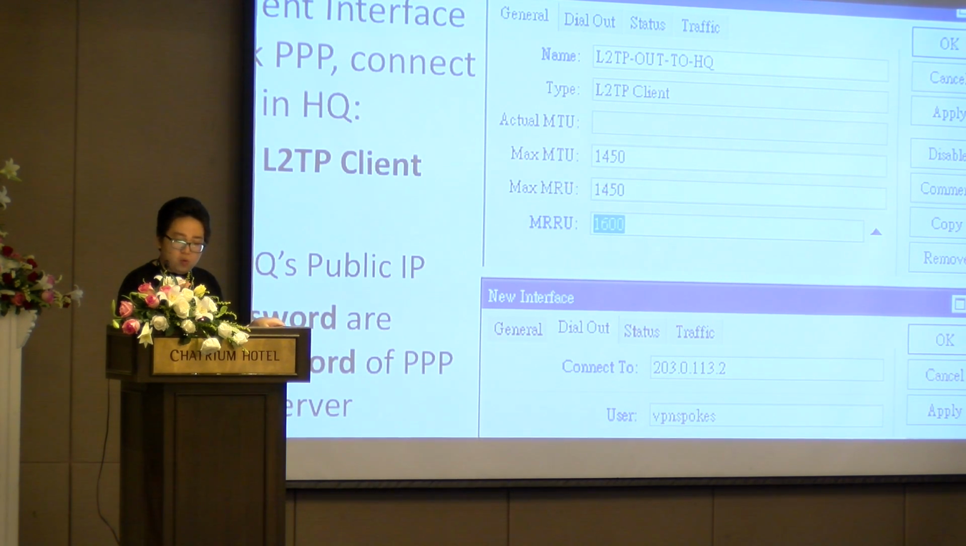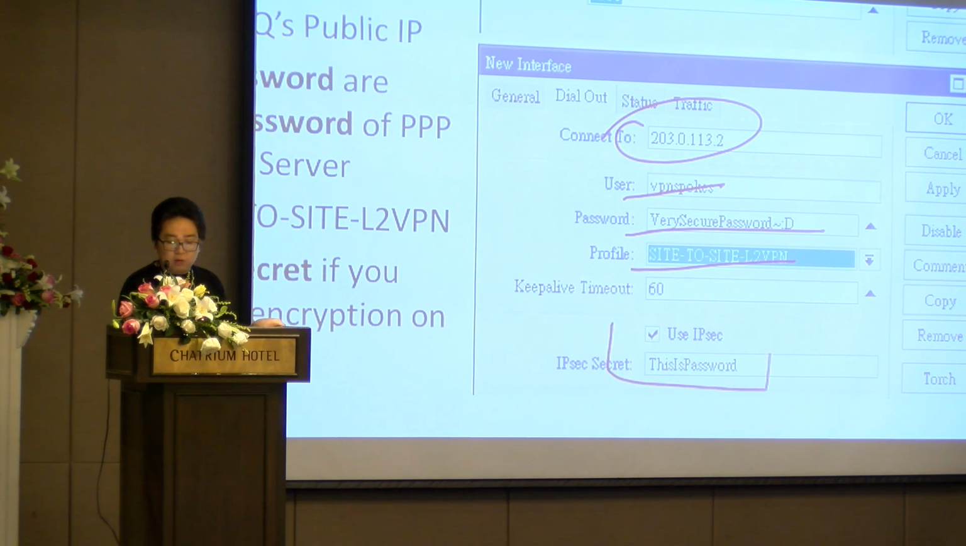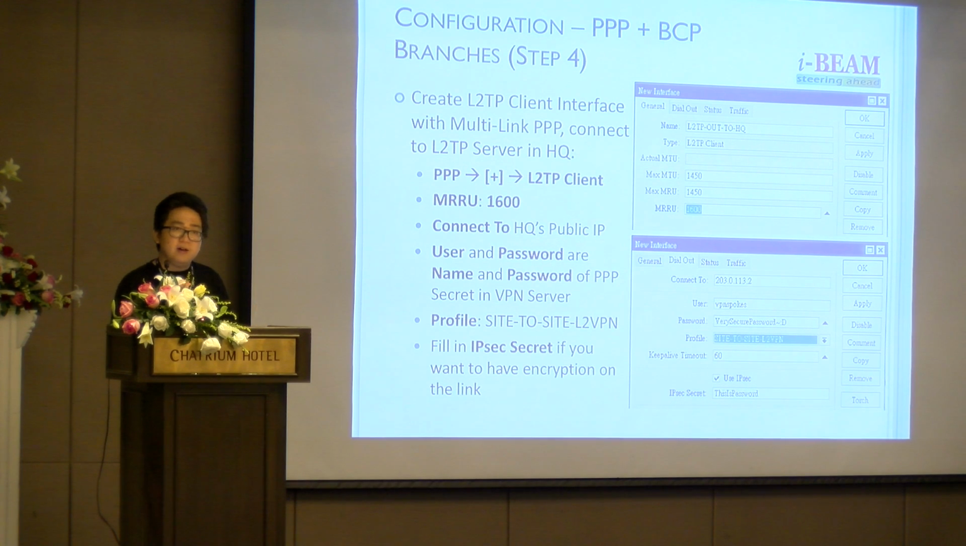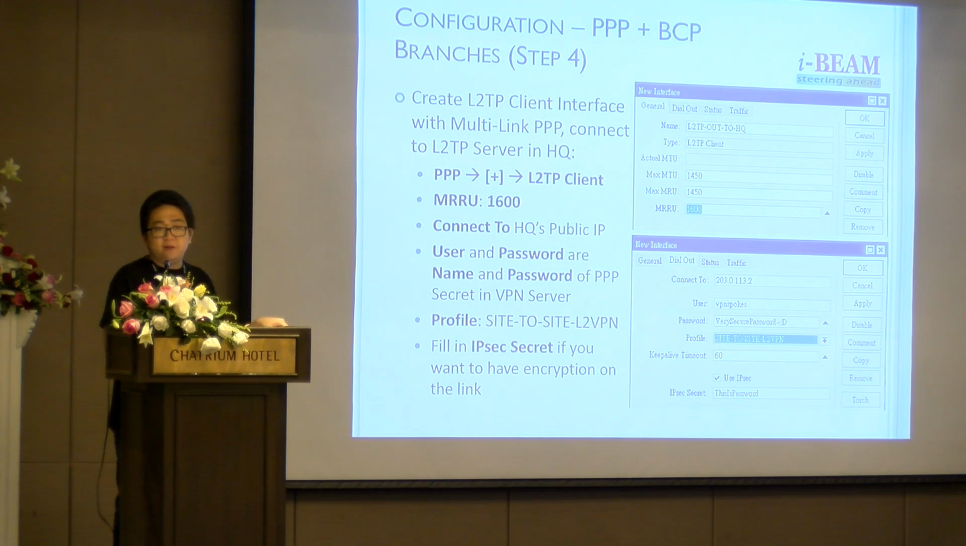And here you need to connect to the public IP of the headquarters, username that you created at headquarters, password that you created, profile that you created for the branch office. And if you want to use IPsec, you just check use IPsec and then key in the password. Then everything will work. For the branch office part, you need to repeat once every time you have a new branch office, but you don't really need to do anything in headquarters.